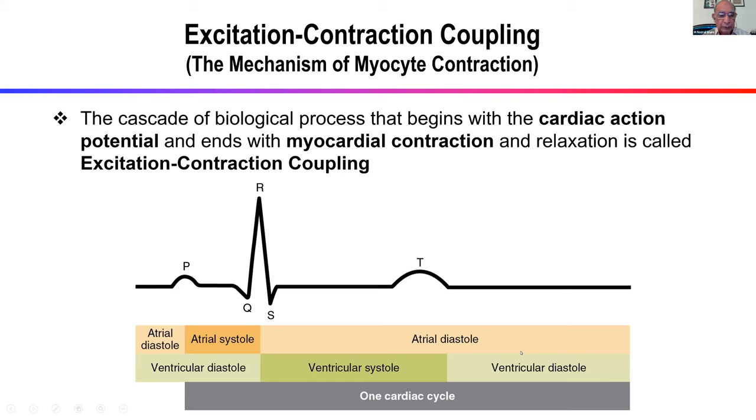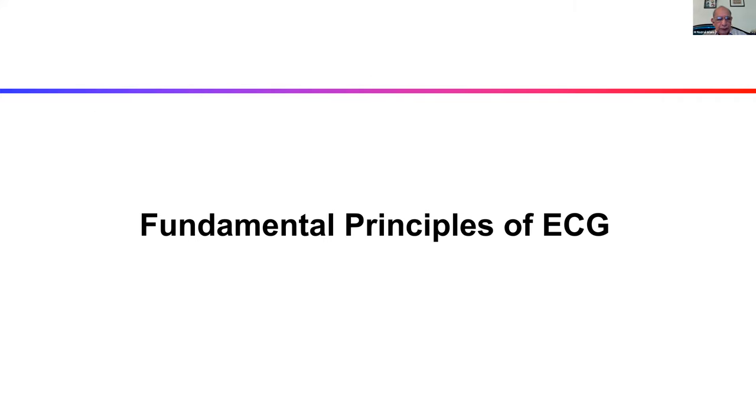Now compare the electrical activities in the form of an ECG with the mechanical activities of the atria and ventricles at the bottom. An atrial systole and a ventricular systole together compose one cardiac cycle. The basic idea we have to understand is that electrical activity usually precedes mechanical activity, and this is technically termed excitation-contraction coupling. So now, with this very basic understanding of the electrophysiology of the heart, let us go to the fundamental principles of electrocardiography.